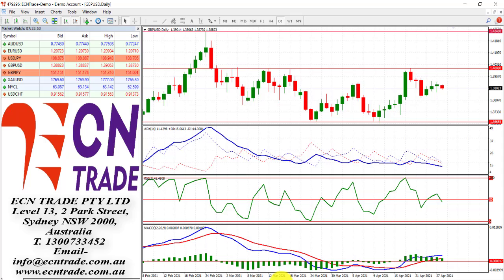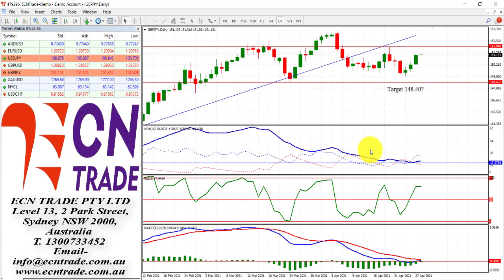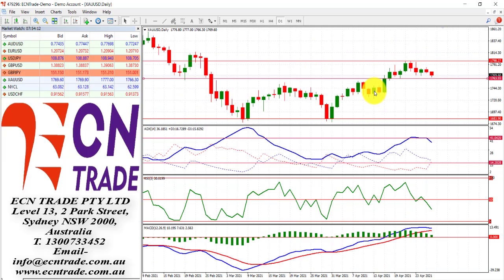136.90, 137 target. This is, as you've seen, a little bit more momentum to the upside for sterling yen, but I do anticipate from around that 151.80, 151.90 level a bull trap, and therefore see the market reverse and look back towards that 148.40 region.